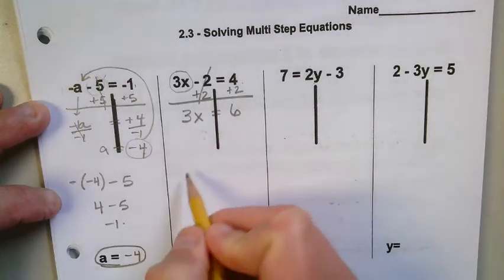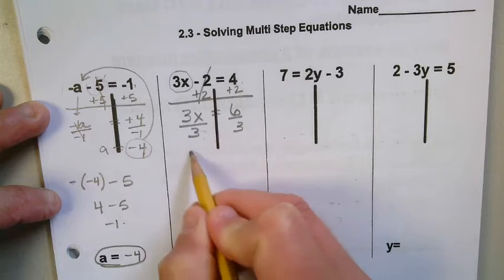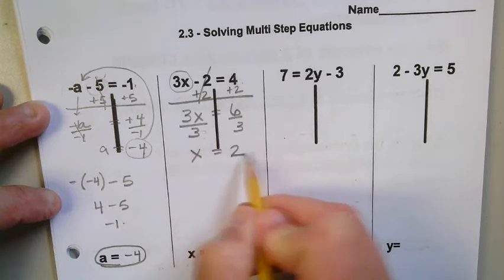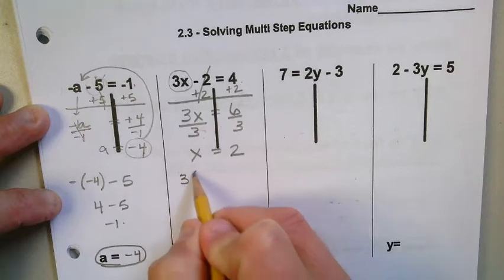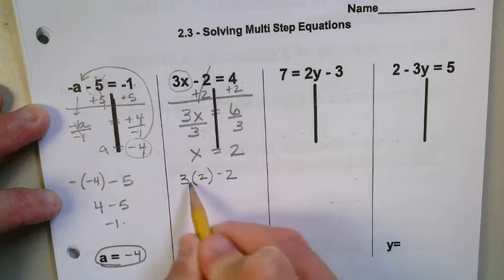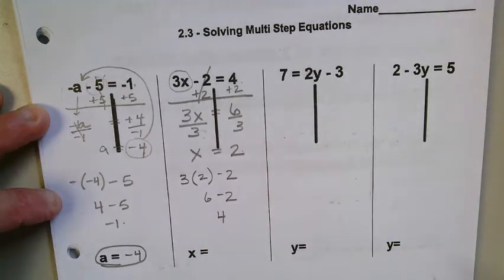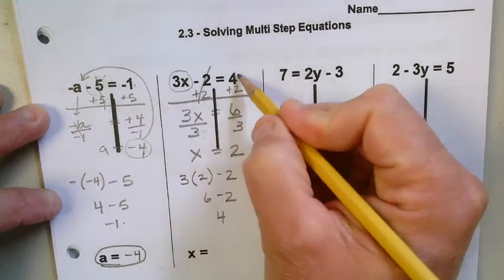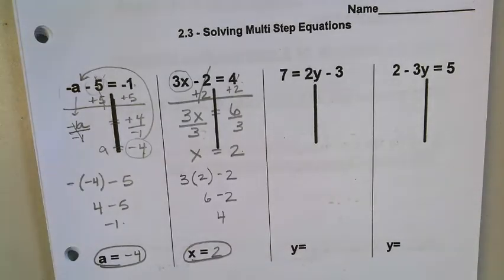How do I get x by itself from here? I'm going to divide by 3. So x is going to equal 2, okay? Now, again, I want to check that, so I'm going to plug that 2 in right here. So we have 6 minus 2, which is 4, and that's what we needed to get. So x is equal to 2, okay?